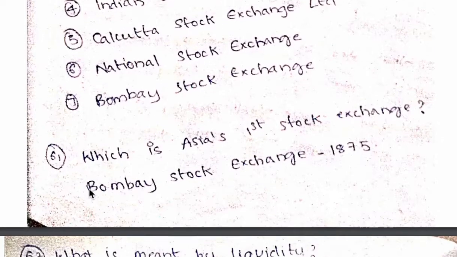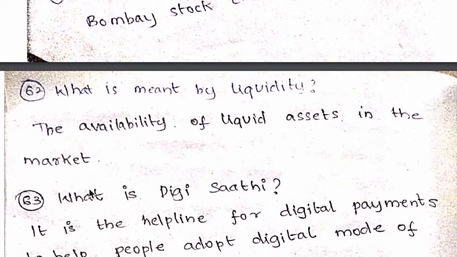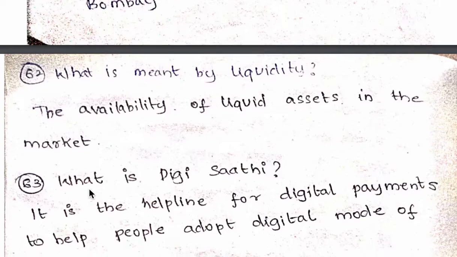So 61st question, which is the Asia's first stock exchange? It is Bombay Stock Exchange, which is established in the year 1875. 62nd question, what is meant by liquidity? So the availability of liquid assets in the market is termed as liquidity.